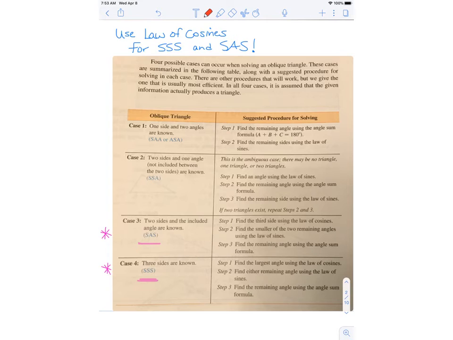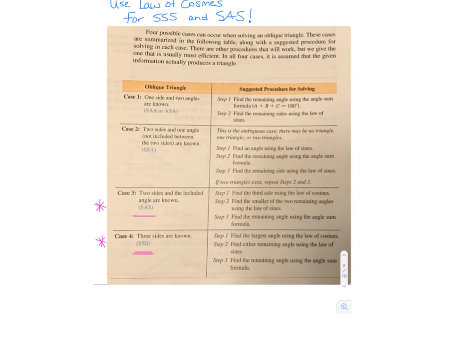These are the notes from 8.2, and these are suggested steps to take when you're solving using law of sines and law of cosines. So let's just go through them. Case number 1, this is what we covered in 8.1, and this was the side angle or angle side angle. We might have also seen it as angle side.